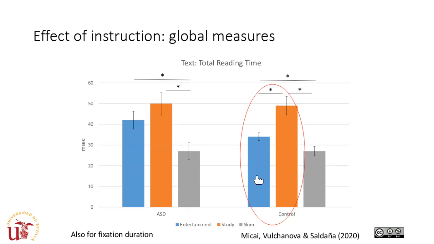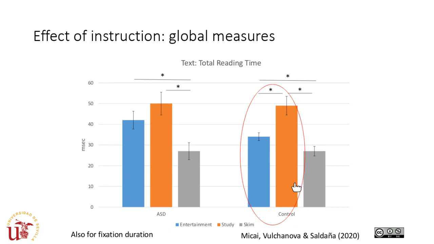Then the next thing they took most time at was entertainment. Just read to see if this is an interesting or nice text. And then they read fastest in the skim condition. What a reader tended to do was they looked at the question and read fast until they found the bit of information to respond to the question.